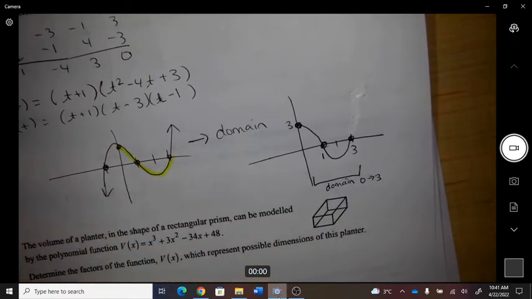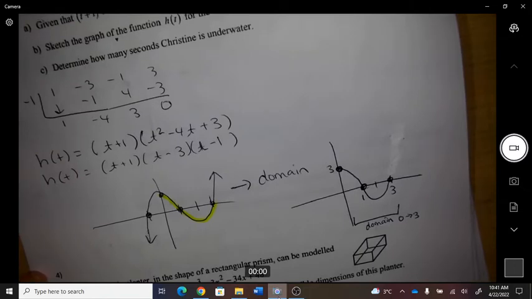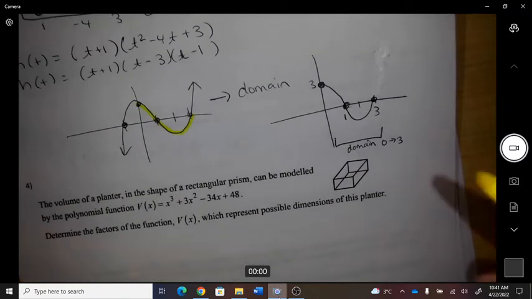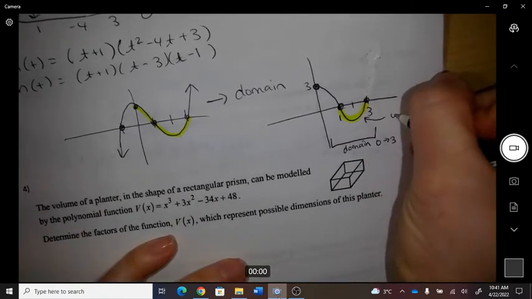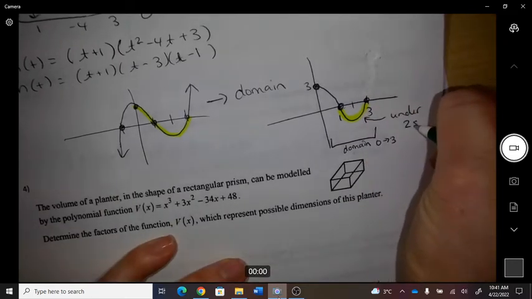And then question C is how many seconds is she under the water? So from here to here, she's under, and that answer would be 2 seconds.